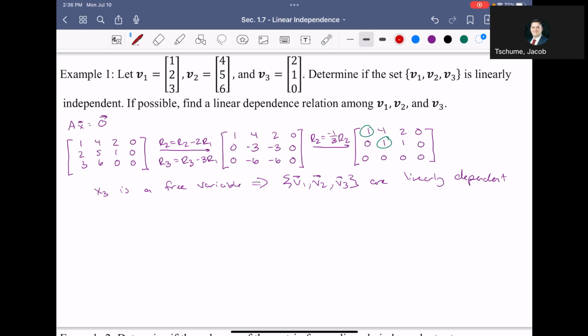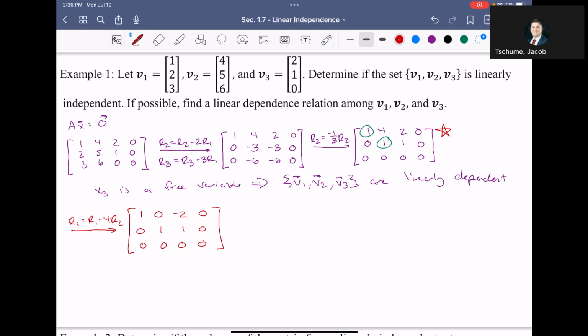In order to do that, you need to continue on with your echelon form and put this into reduced echelon form. So the only thing you have to do to get from echelon to reduced echelon here is get rid of that 4 in the top row. So I'm going to take row 1 and subtract 4 row 2's, which will give me 1, 0, 2 minus 4 is negative 2, 0, and then everything else remains the same.